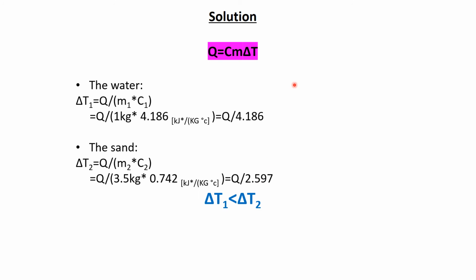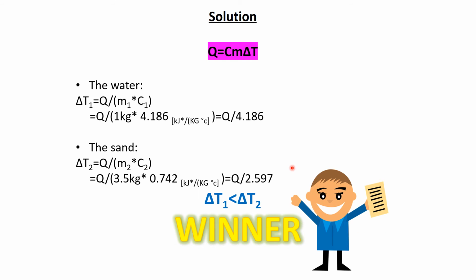So take a second to think who is the winner here. If you remember, student B says that the ΔT of the sand will be larger, and that's the right answer. And it was an interesting question combining two aspects, because the c and the mass are not the same.